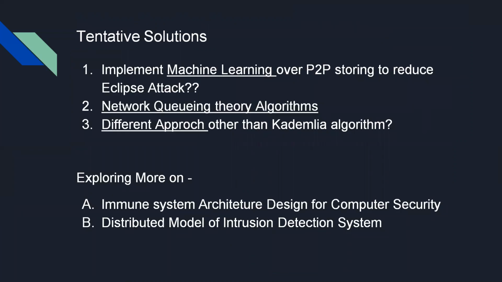So coming to solutions, we want to explore machine learning ideas to reduce the impact of Eclipse attack, especially false friends attack. We also want to explore queuing theory ideas, mainly studying its routing algorithms. We also want to explore other ideas presented in various research papers like immune architecture design for intrusion detection system, etc. We want to explore algorithms in more broader areas and apply them to this false friends attack to negate it.